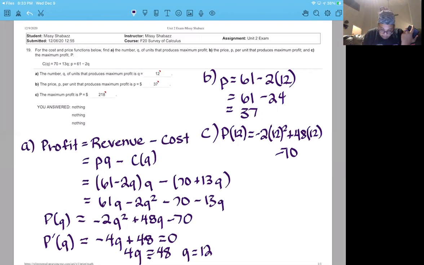Uh-oh. Let's try that one more time. So 12 squared times negative 2 plus 48 times 12 minus 70, 218. So my maximum profit is 218.